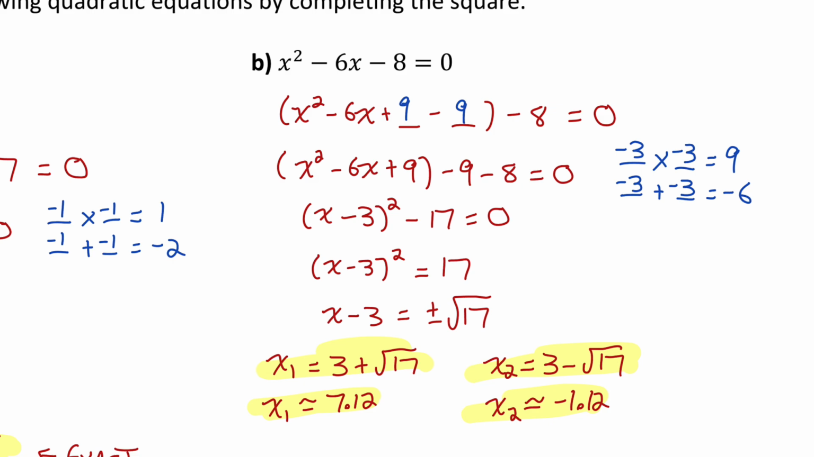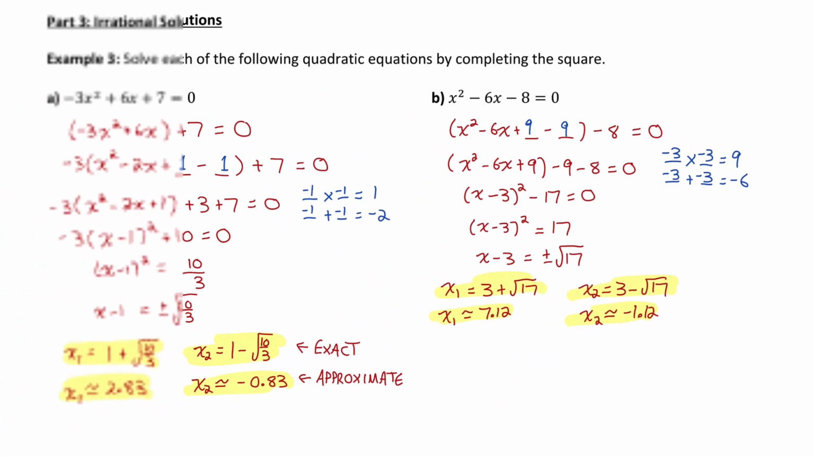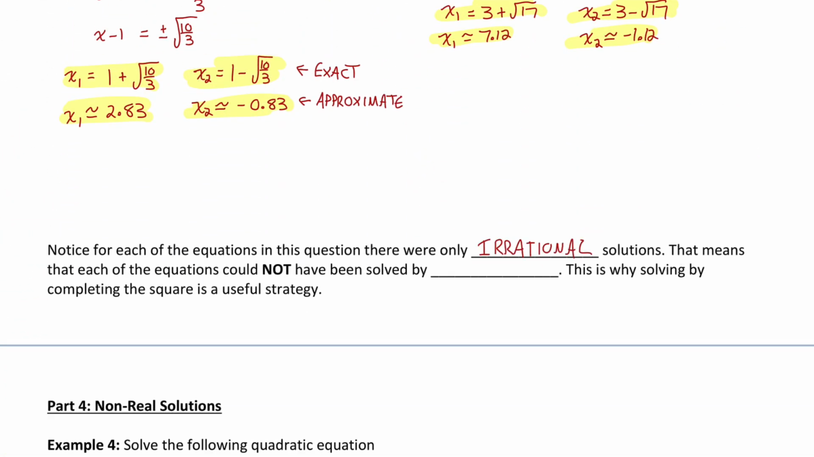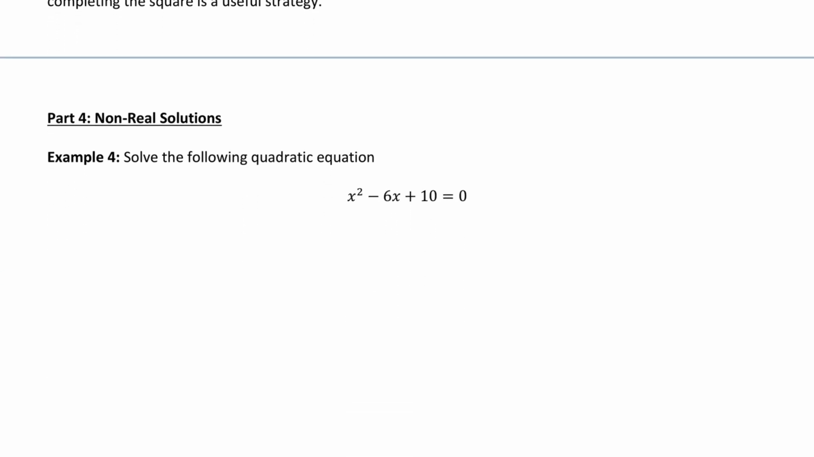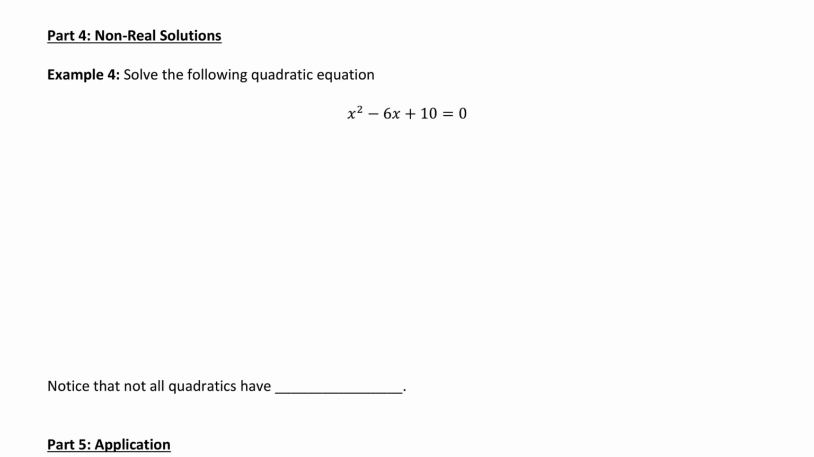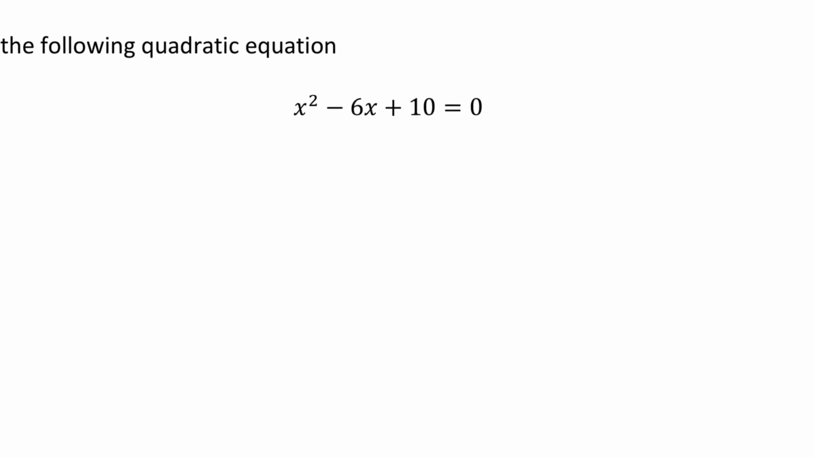So in this section, notice that all of our answers were irrational. That means that neither of these quadratic equations could have been solved by factoring. That's why this solving by completing the square is such a useful strategy. And then let's look at the very last scenario. What if a quadratic doesn't even have any real solutions? So let's have a look at this quadratic here.